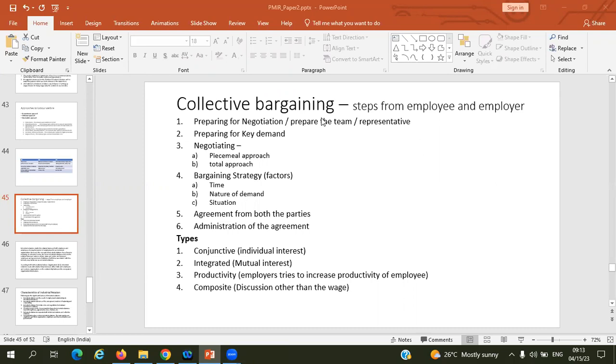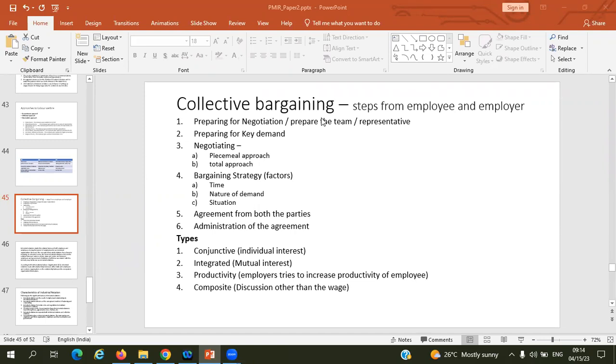Suppose you want some canteen in the workplace, in the factory. If you go and demand your owner, your owner may not listen. But if you demand the same thing on behalf of all the workers, 50, 60 or 100, collectively, then maybe your voice will be more, so your demand will be listened. So that is known as collective bargaining.